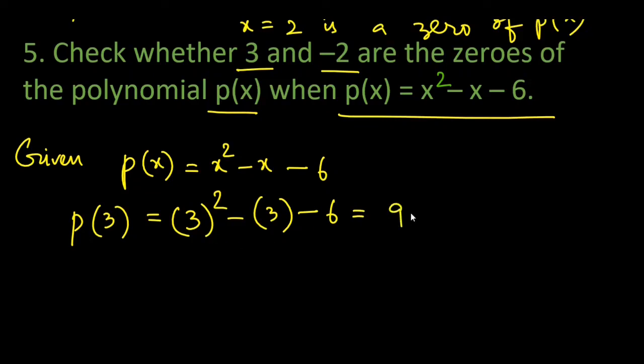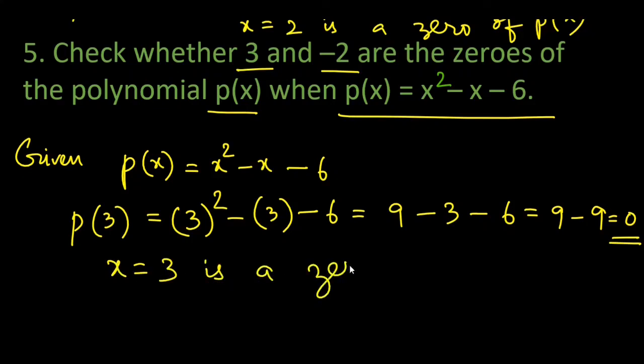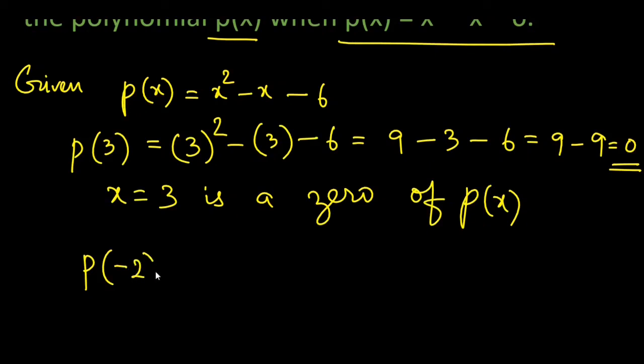3 square is 9 minus 3 minus 6. So 9 minus 3 minus 6 is 0. So we have obtained value 0 for the polynomial here. So x is equal to 3 is a 0 of p of x. Now let us check whether minus 2 is a 0 or not. Now p of minus 2. P of minus 2 is equal to, now substitute minus 2 in place of x.